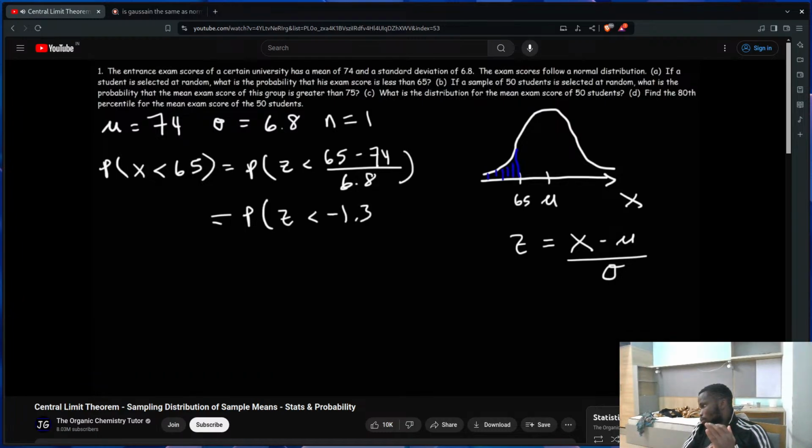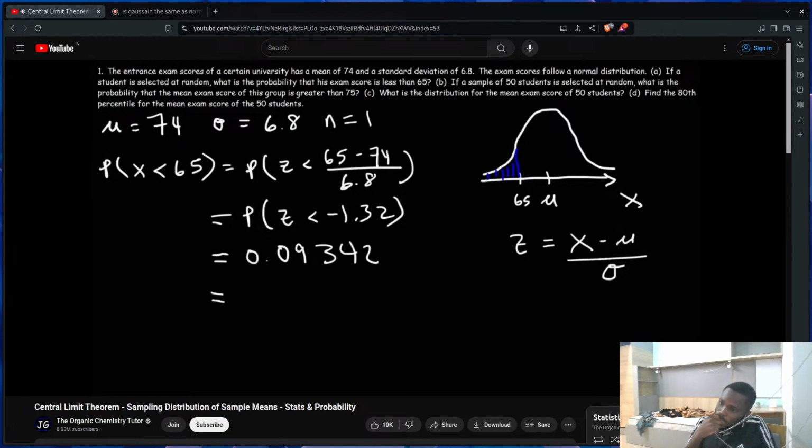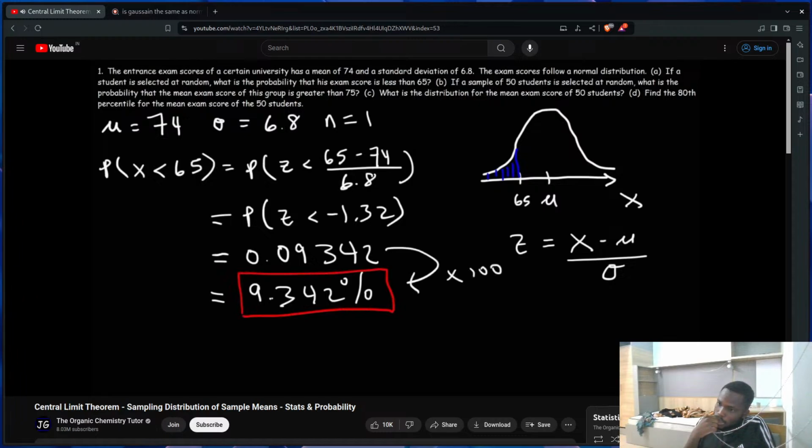Negative 1.32. So now that we have the z-score, let's go to the negative z table to get the answer. So a z-value of negative 1.32 corresponds to an area of 0.09342. So what this means is that there is a 9.342% chance that if we select a student at random, that's going to be the probability that his score is less than 65. To get the percentage, you need to multiply this by 100.